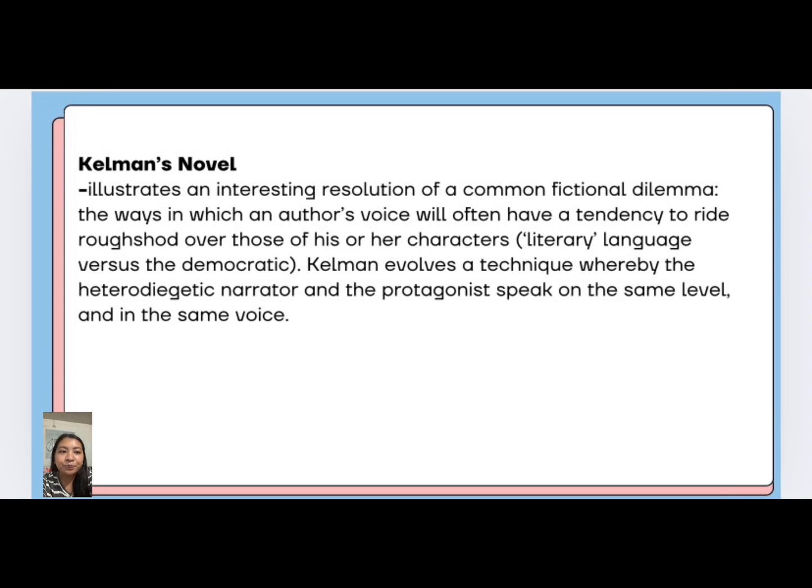on the same level, creating a democratic narrative space where neither the author's formal literary style nor the character's more colloquial language dominates. This technique effectively equalizes the language in the text, allowing the character's voice to have the same weight and prominence as the authorial voice. This stylistic innovation serves both to immerse the reader in the protagonist's lived experience and to challenge traditional hierarchical distinctions between literary and everyday language.